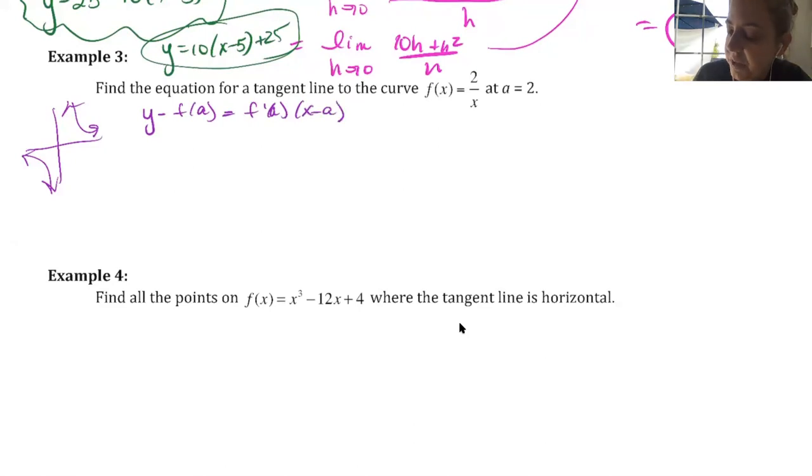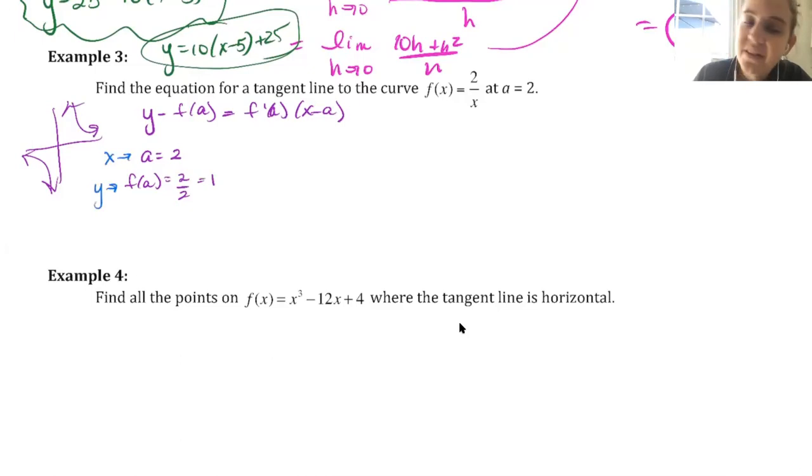Let's talk about the points that we're dealing with. We have a is equal to 2. So f of a is going to be 2 over 2, which is 1. I just substitute that into the original function. As a reminder, this is really your x value. The second one is really your y value. So that's the easy peasy part. What else do we have to do? We have to find the slope.